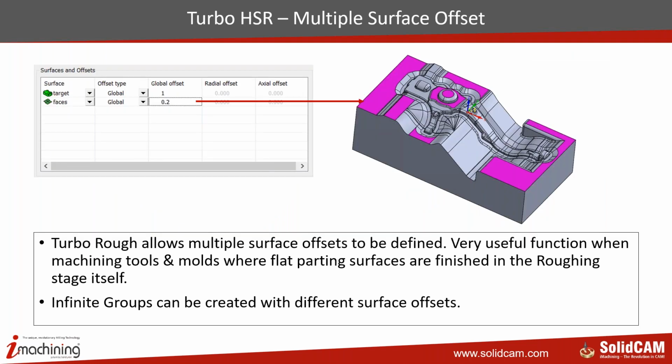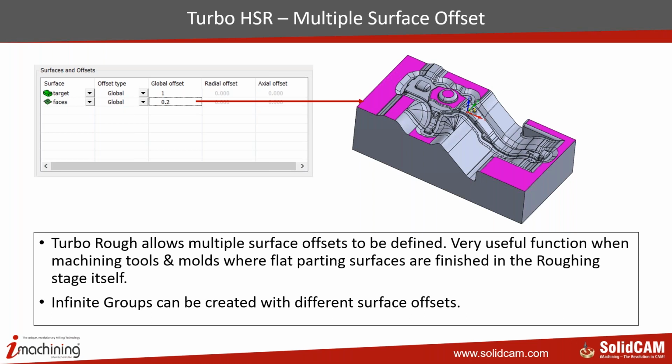You can provide multiple surface offsets, so that, let's say, on the part that is seen on the screen, you have two groups of surfaces. On the blue ones, you could say I have 0 stock or 1 millimeter stock. And on the pink ones, which are basically absolutely flat surfaces, I can give a different offset of, let's say, 0.2 millimeters. And this can be handled inside Turbo HSR. You can actually create infinite groups like this. It doesn't restrict you to 1, 2, or 3, or 5, or 10 groups. You can create infinite groups.